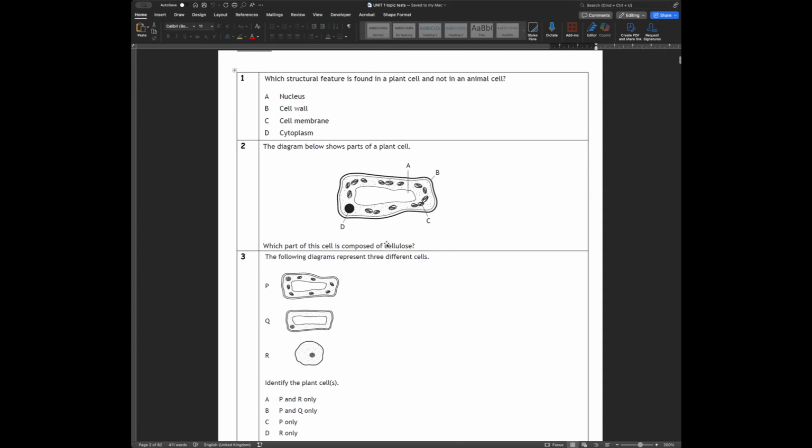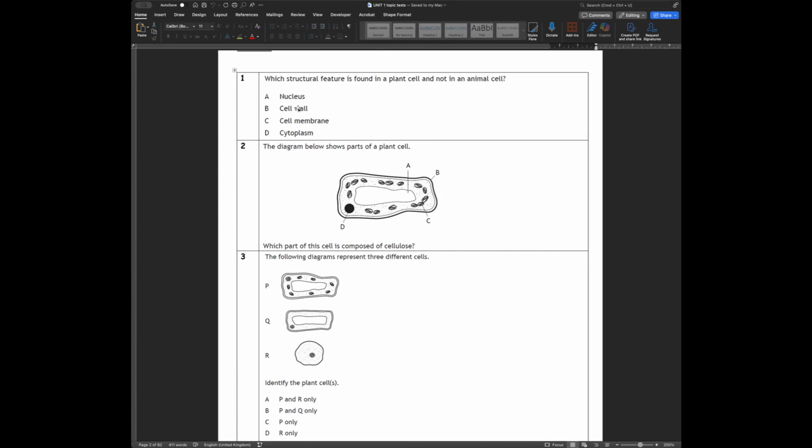If you want to pause the video again as we go through the question, you can answer it and then I'll give you the solution. So this one here, which structural feature is found in a plant cell and not in an animal cell? We've got the choice of the nucleus, the cell wall, the cell membrane, and the cytoplasm. So answer that just now. Press pause.